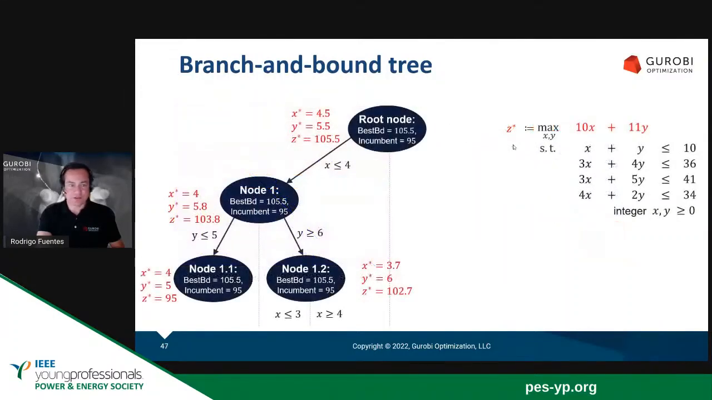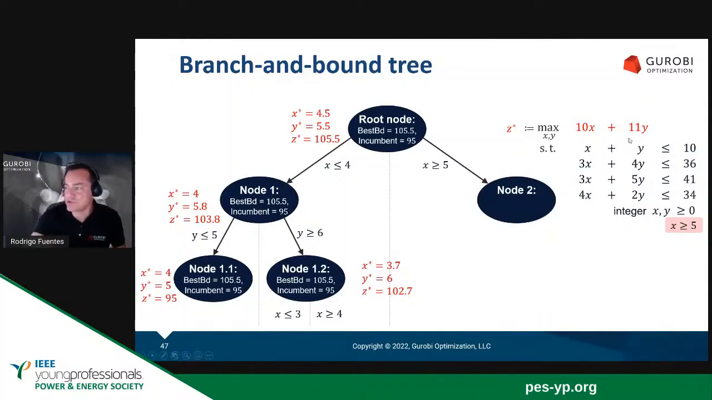If we go now back to the graph, let's branch at the root node, but now on the other side of x. We did already the branch on x less than 4. Let's branch now on x greater than or equal to 5. If we solve that problem, so you see we're taking the original problem on the right and we're just adding that condition that x has to be greater than 5. And we solve the relaxation, we're going to find that x is equal to y and the objective function is 105. Because this solution is integer, we have found a new incumbent. Why? Because this incumbent is higher than 95.